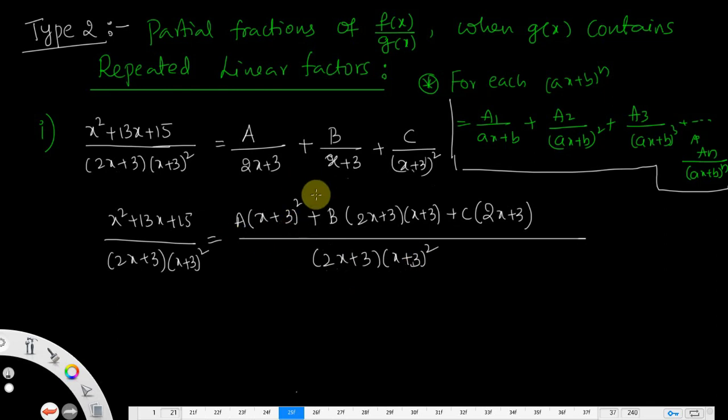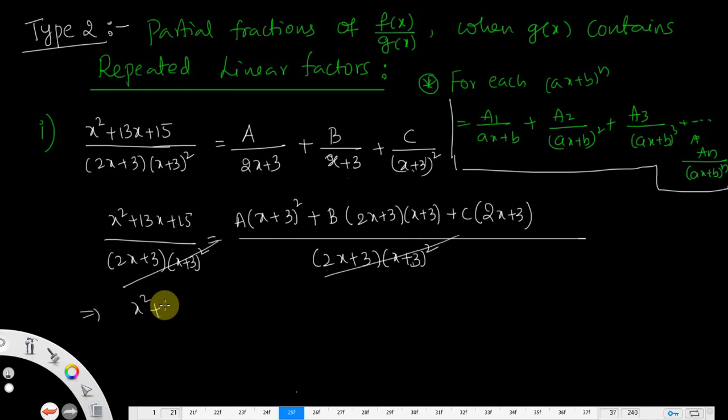A into (x plus 3) whole square, plus B: in this, one x plus 3 remains, so (x plus 3) into (2x plus 3). And then (x plus 3) whole square is common, keep it aside, and the remaining term is 2x plus 3. Only the common factors are kept, then we write the leftover terms. So the denominators should get cancelled. That is the common LCM part, whichever method you understand, we can take.